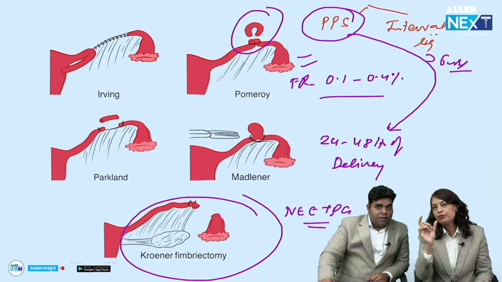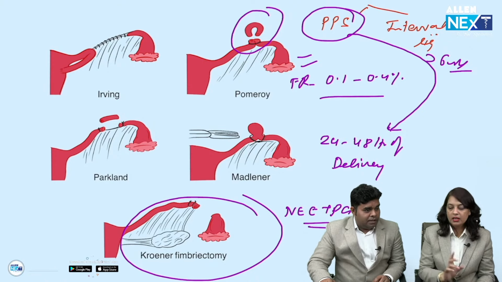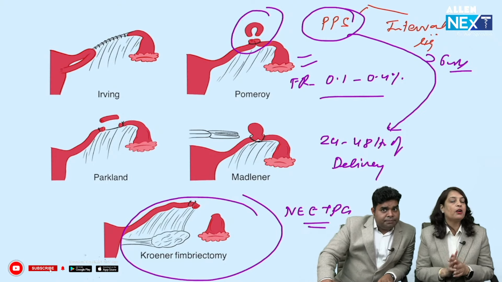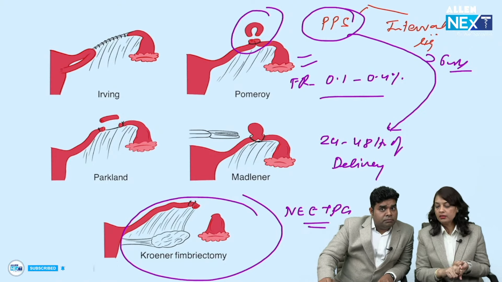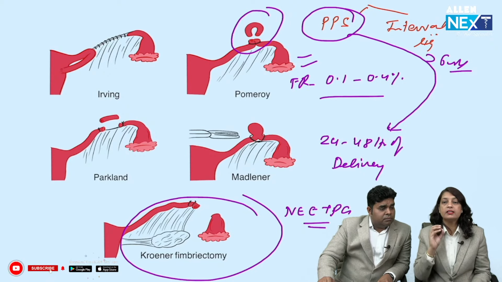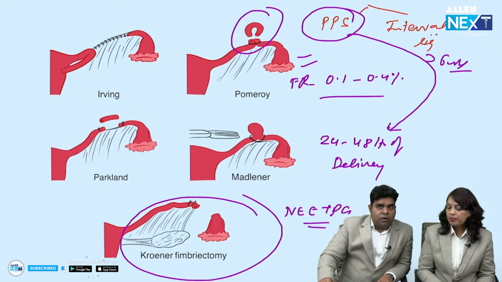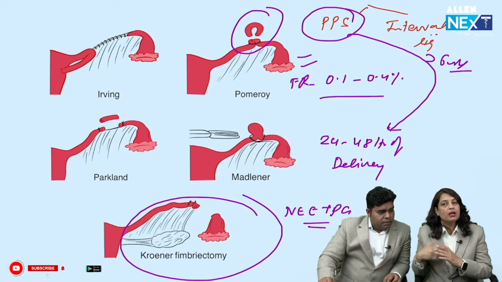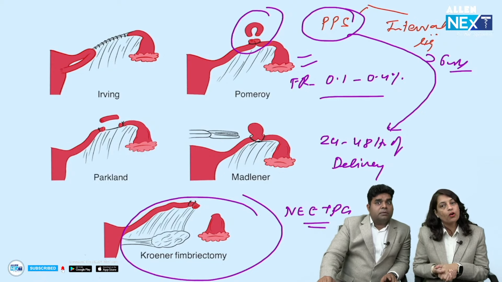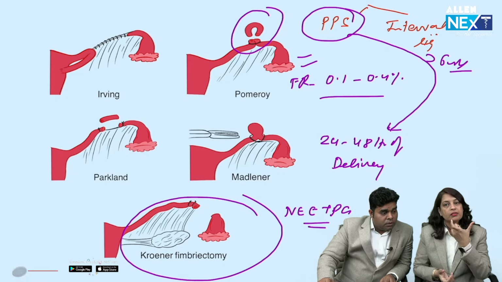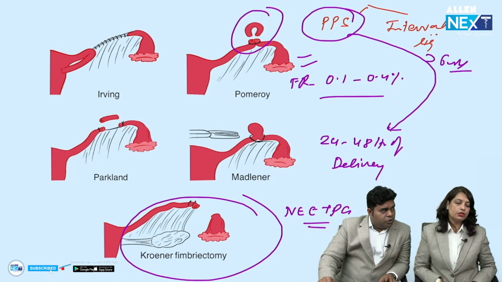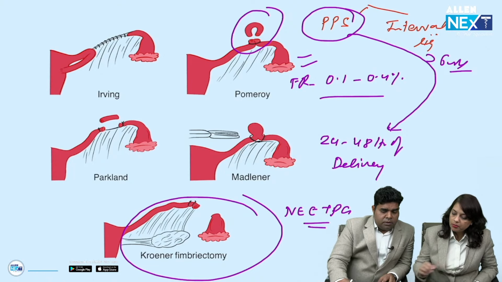The answer is up to 4 centimeters. And number two, which part of the fallopian tube is cut in tubectomy? The answer is the isthmic part is cut. Because if you cut the ampullary part, later on there will not be any chance for recanalization because that is the widest portion of the fallopian tube. This is something which is important.